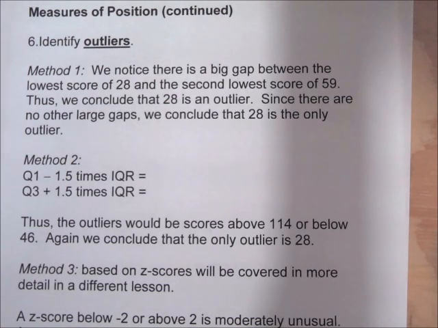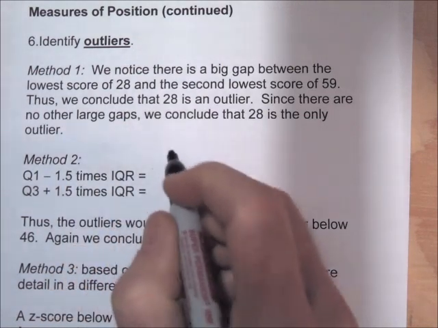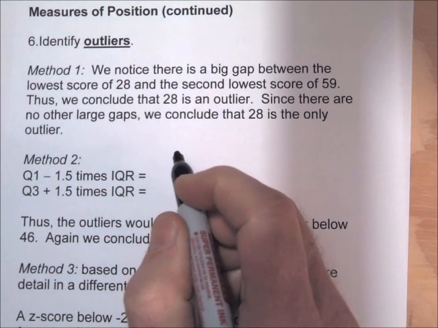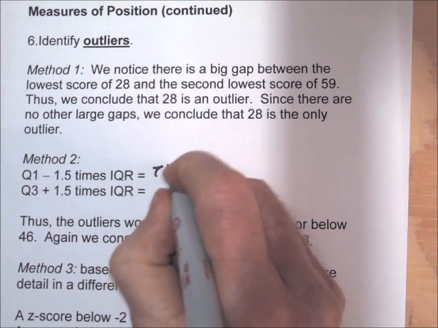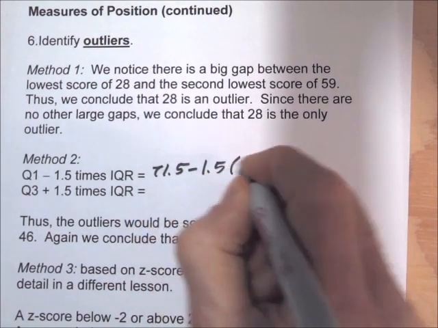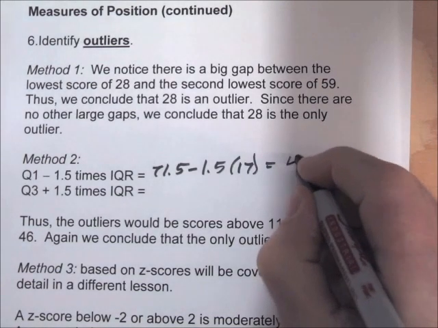There's a more precise way of doing it using the quartiles. I'll go over that now. You want to compute Q1 minus 1.5 times the interquartile range. So Q1 was, I think, 71.5. So this is what we had computed before. Minus 1.5, and we just computed the interquartile range was 17. So 71.5 minus 1.5 times 17 is 46.